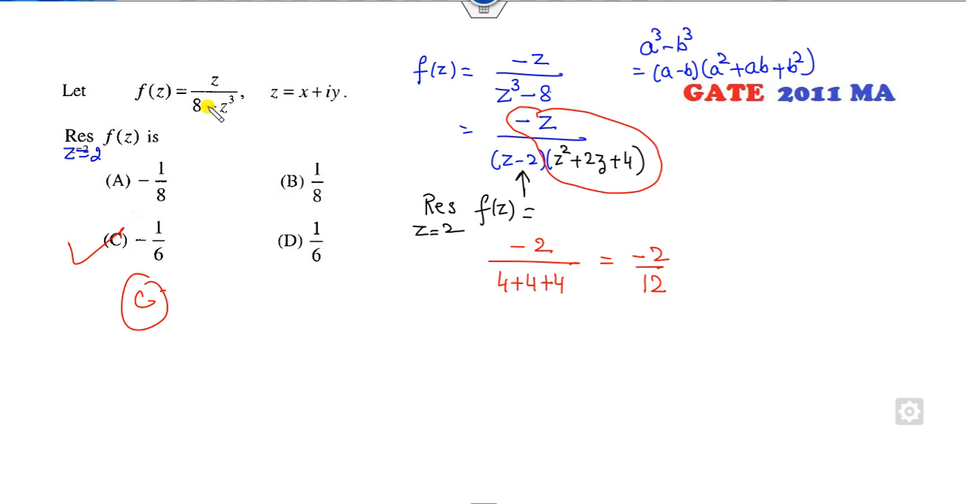Always remember students, you have to make the coefficient of z always positive. Highest power of z, make it positive. Otherwise you will get the answer as plus 1 by 6. That's a wrong option.